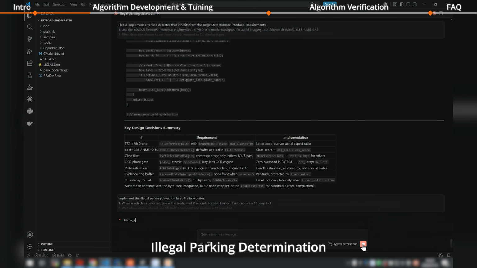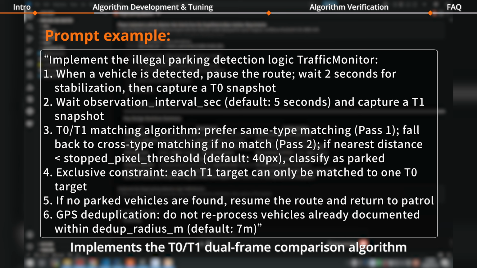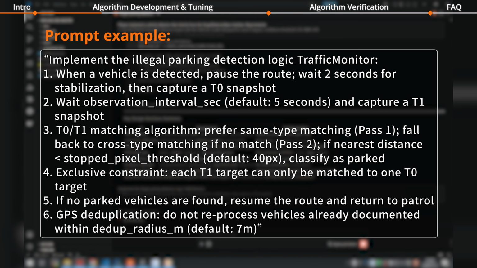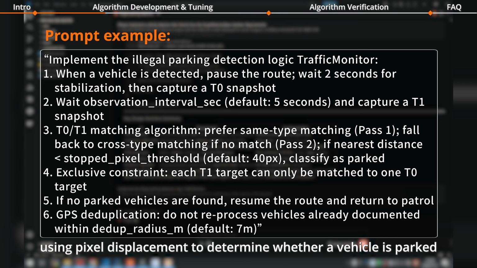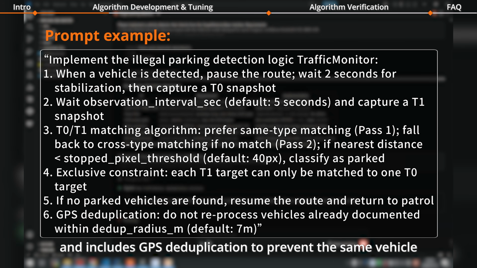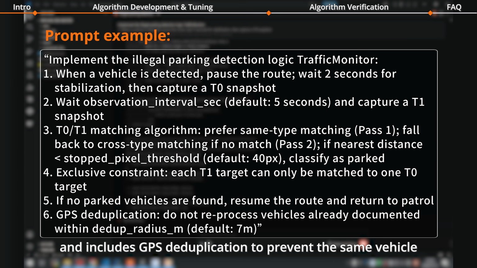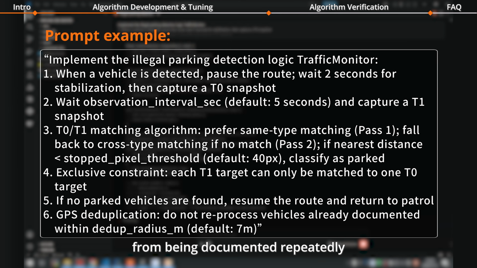Illegal parking determination. Purpose: implements the T0-T1 dual frame comparison algorithm, using pixel displacement to determine whether a vehicle is parked, and includes GPS deduplication to prevent the same vehicle from being documented repeatedly.